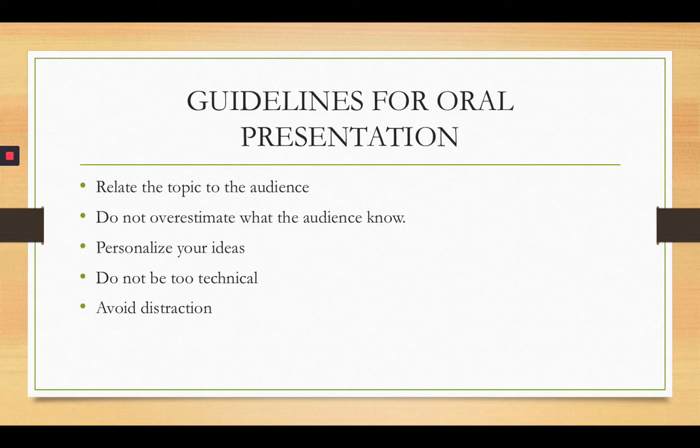Now I have also touched on some guidelines for oral presentation. When you choose the topic, make sure you choose something that is related to the audience. Choose something that is current, anything that has to do with what's going on nowadays, not something that is already outdated. That's very important. Next one, do not overestimate what the audience knows. You can choose a topic that is very general, or you can choose a topic that is very specific.